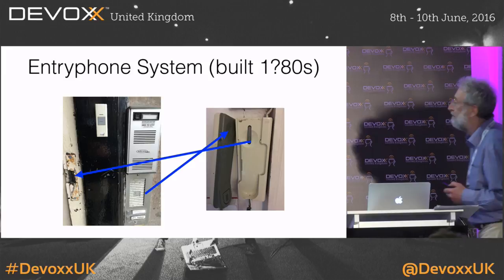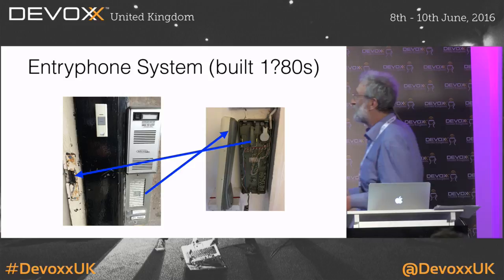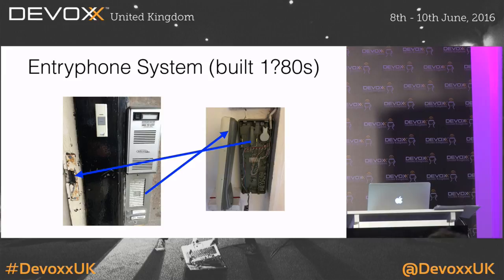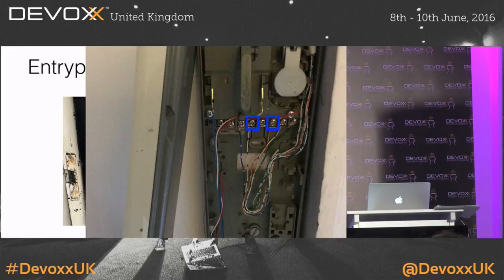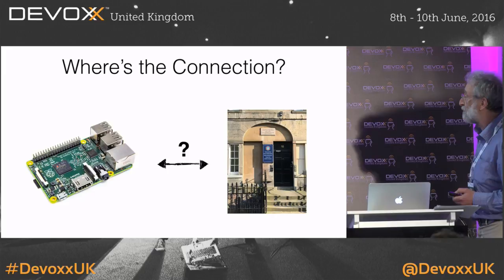Behind, if you take the front off the entry phone system, you see there's bits of wiring in there, and it didn't occur to me for a long time that you might actually do something about this. So what you could do about it is actually just take a look and see what that switch does when you press it down. And it doesn't do anything very complicated. It just shorts out these two contacts, and there's obviously a voltage supply somewhere, and I don't even know where, and that powers the solenoid, and that opens the door. So the question about where's the connection between a Raspberry Pi and my front door is that's the connection.